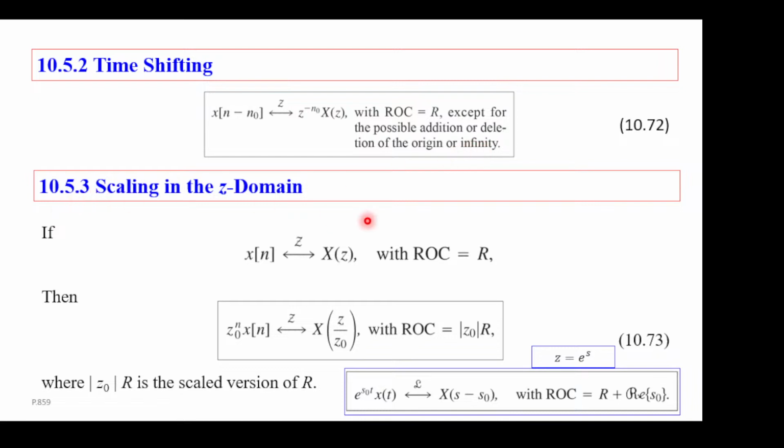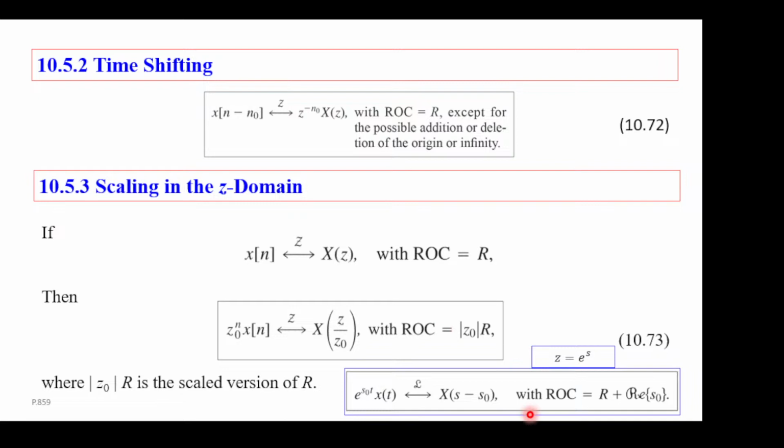Then we have scaling in the z domain. And well, the formula is easy, quite simple like this. It says that if x[n] has Z transform big X of z, then big X of z divided by some complex number z0 corresponds, on the x side, to z0 to the n times your original x of n. And the ROC will be the absolute value of z0 times your R. So you will scale your ROC, inside or outside. If this absolute value of z0 is non-zero, then you are scaling this either inward or outward.